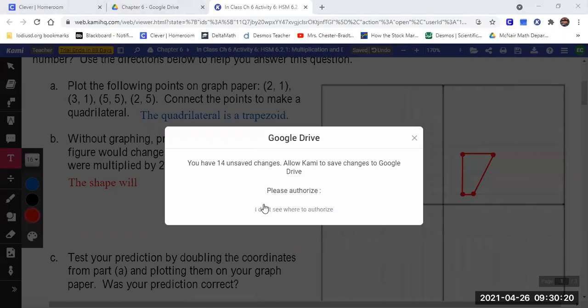I got to do this in a second. I got to tell it it's really me. Yes, it's really me. They did some updates this weekend and they're yelling at me.